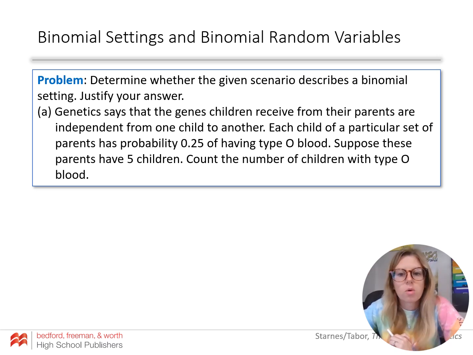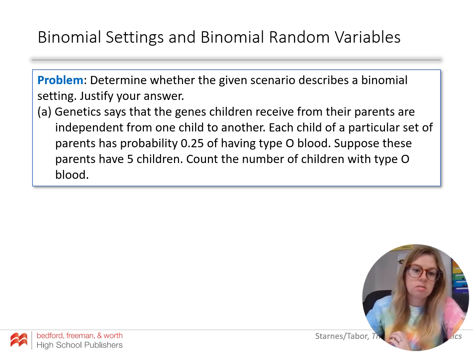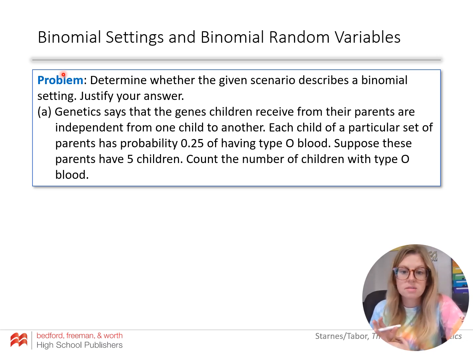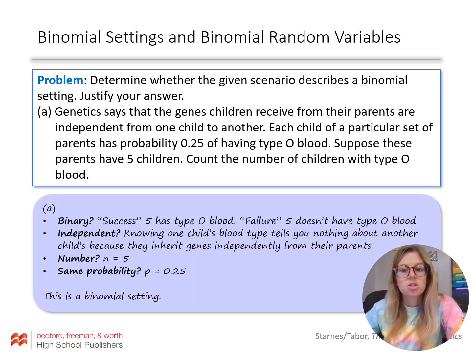So let's talk about our 4 settings. So binary. Do we have a this or that situation? Okay. Are we going just between a success or a failure? We either get this or we get that. Do we have independence? Do we have a fixed number of trials? And do we have the same probability for each one? So if we look at those, we check all of those, then we are good to go.